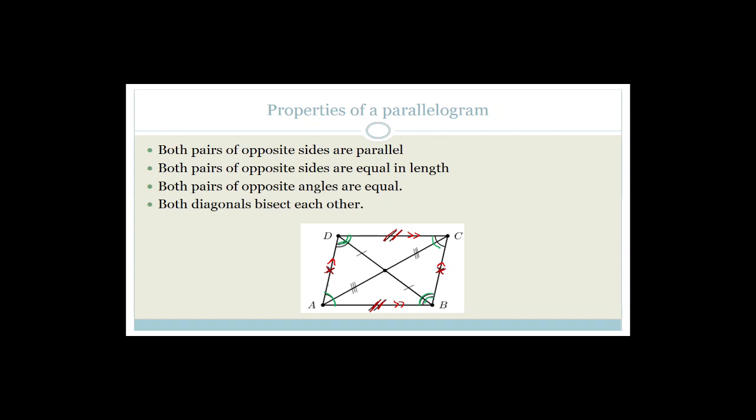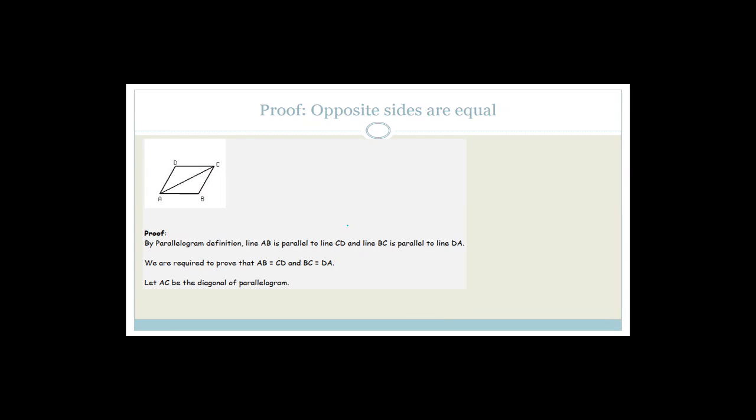And then finally, the diagonals bisect each other. So they do cut, and the diagonals bisect each other, which means this is going to be equal to this, and this side here is going to be equal to that. So this would be a bisector, not necessarily a perpendicular bisector, but just a bisector. Right, so let's go through the proof.